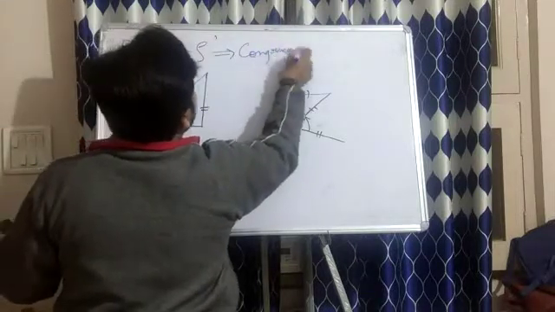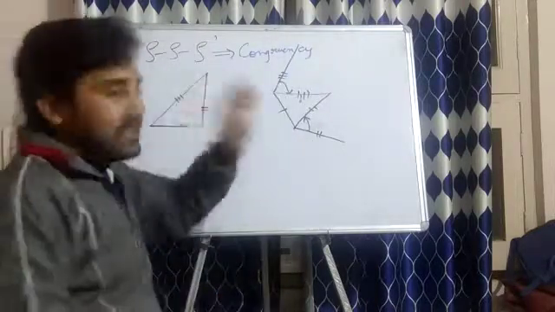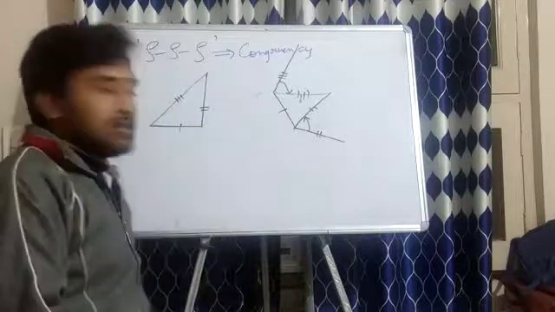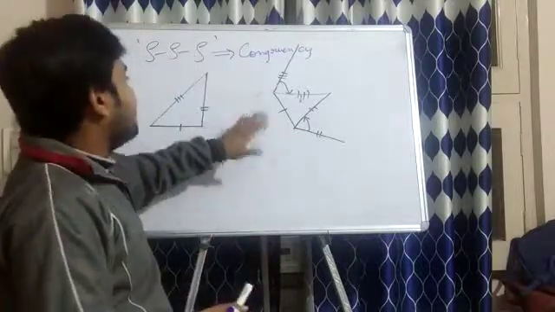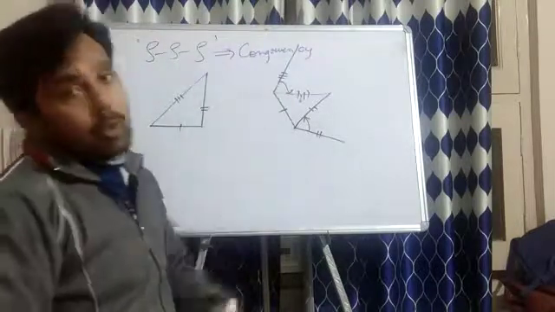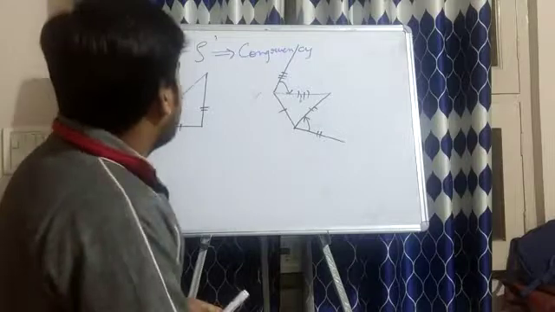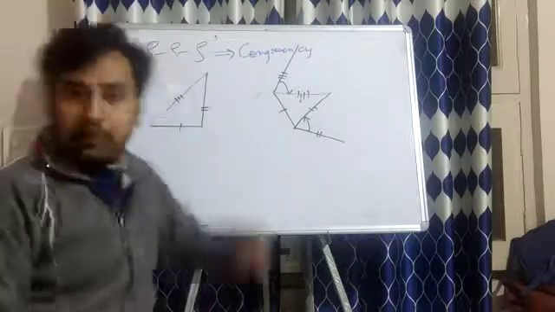So you can easily say that SSS does establish congruency. In any two triangles, if the corresponding sides are equal, then those two triangles are bound to be congruent. And once we have established that, all the corresponding angles will also be equal. So in the next video we will explore some more ideas related to congruency. Okay, thank you.